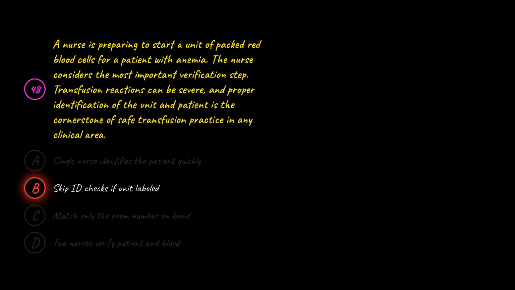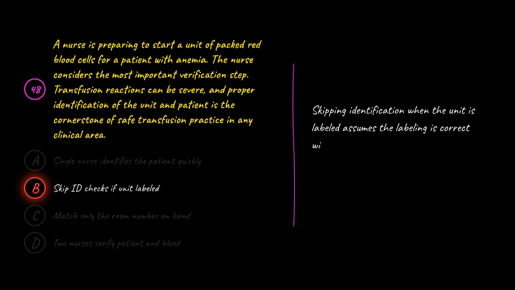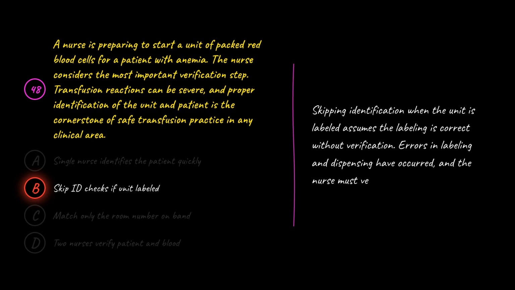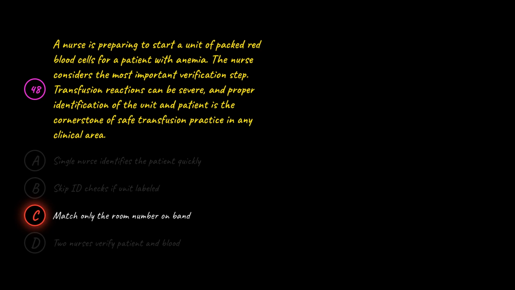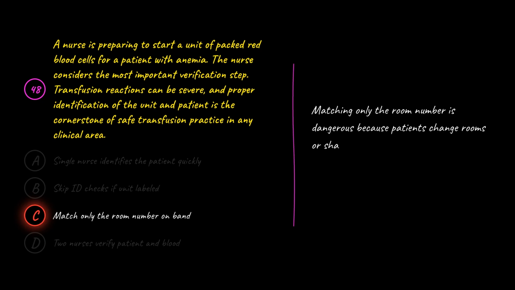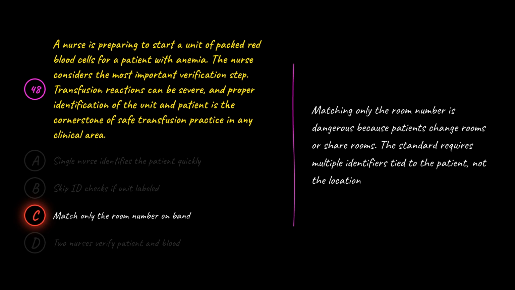events. B is wrong because skipping identification when the unit is labeled assumes the labeling is correct without verification. Errors in labeling and dispensing have occurred, and the nurse must verify identity at the bedside every time. C is wrong because matching only the room number is dangerous because patients change rooms or share rooms. The standard requires multiple identifiers tied to the patient, not the location, before any blood is hung at the bedside.